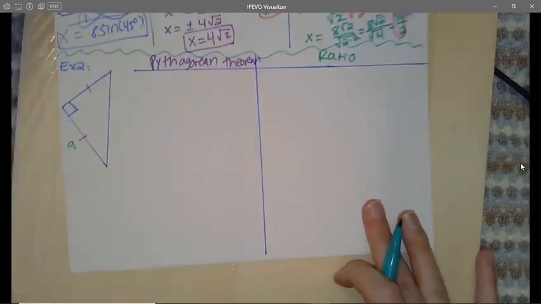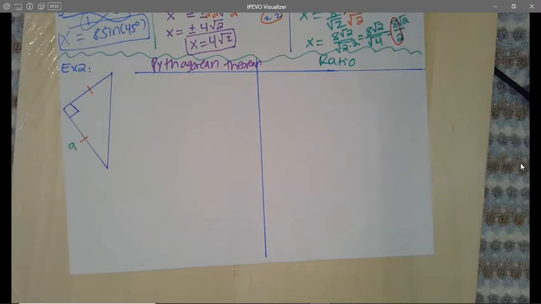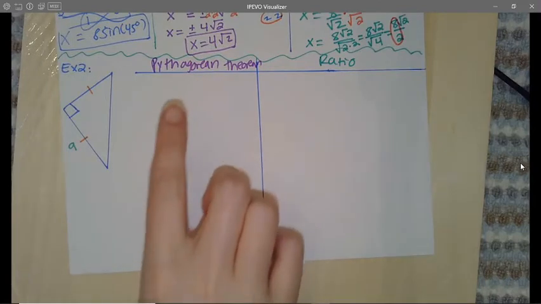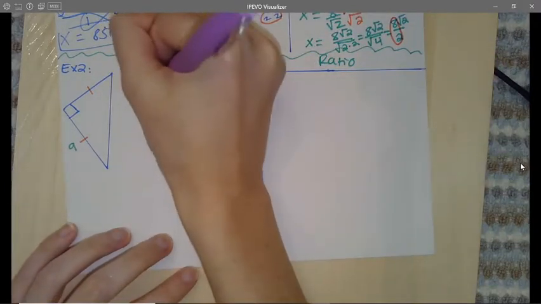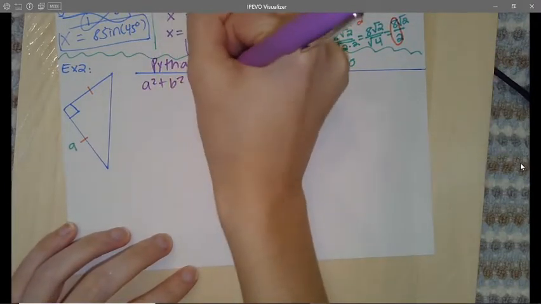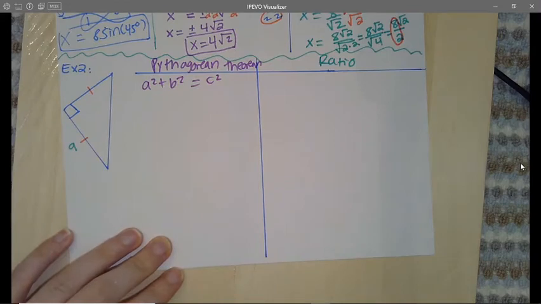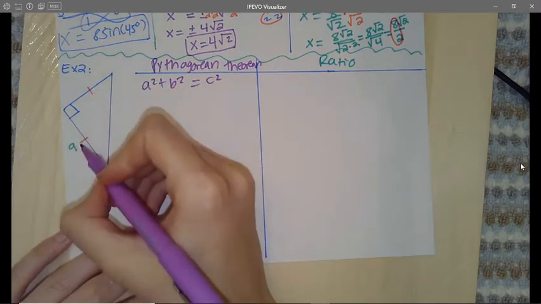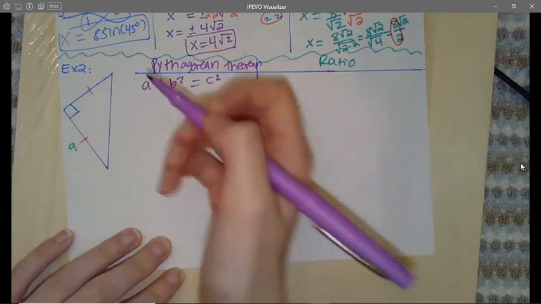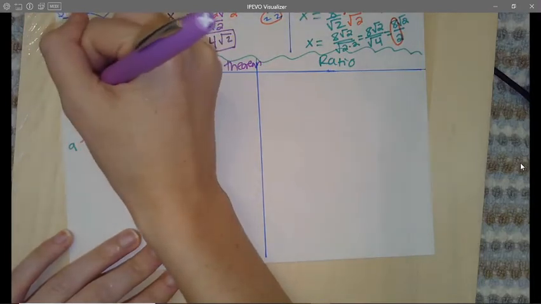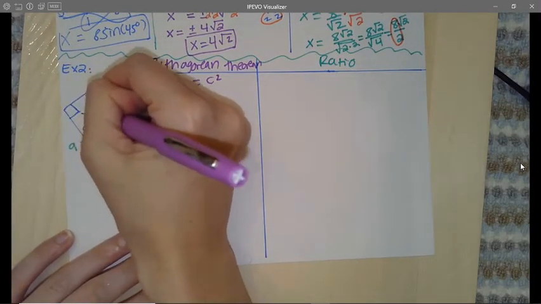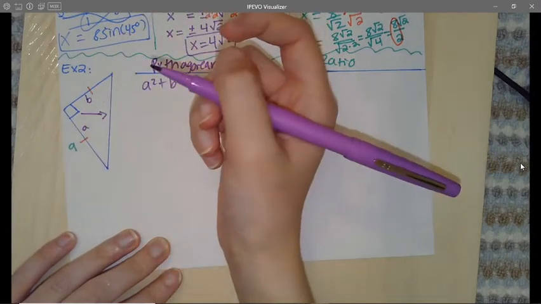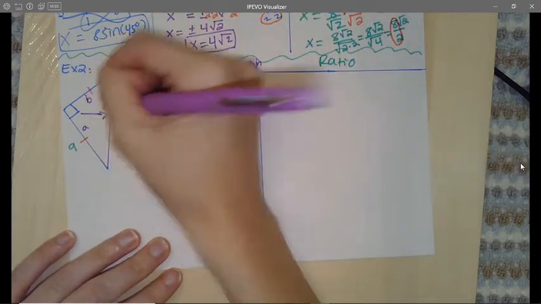So example 2. Let's start by solving using the Pythagorean theorem, the a squared plus b squared equals c squared. The A and the B are the two sides of the right angle, and it doesn't matter which one is the A and the B. So I'll call this one the A and this one the B. The C is the side directly across from the 90-degree angle, which is the hypotenuse.